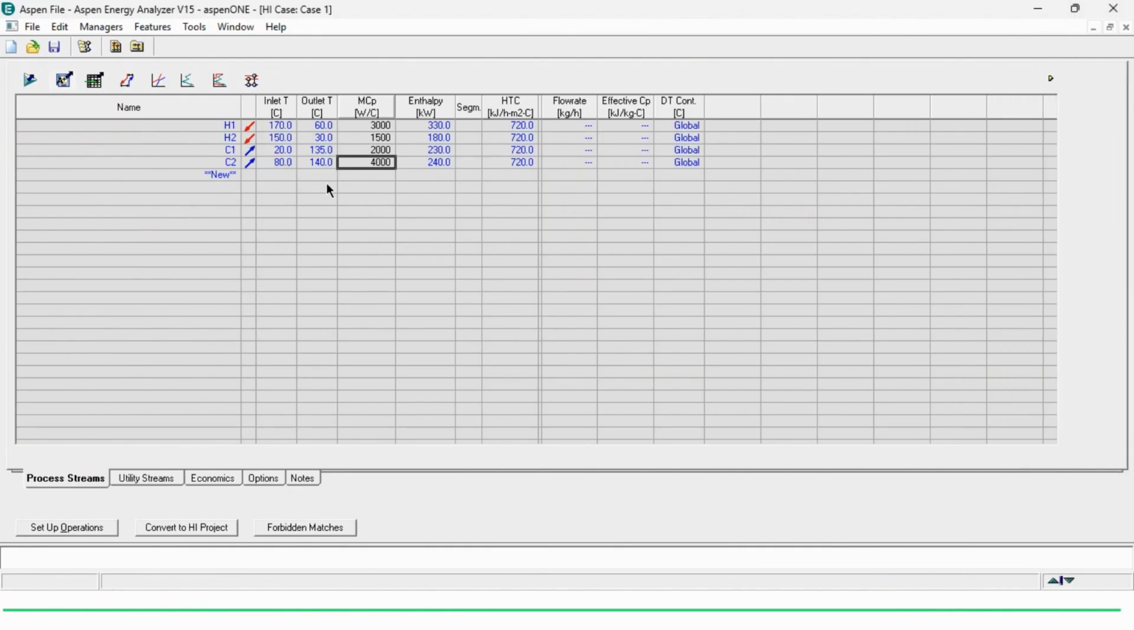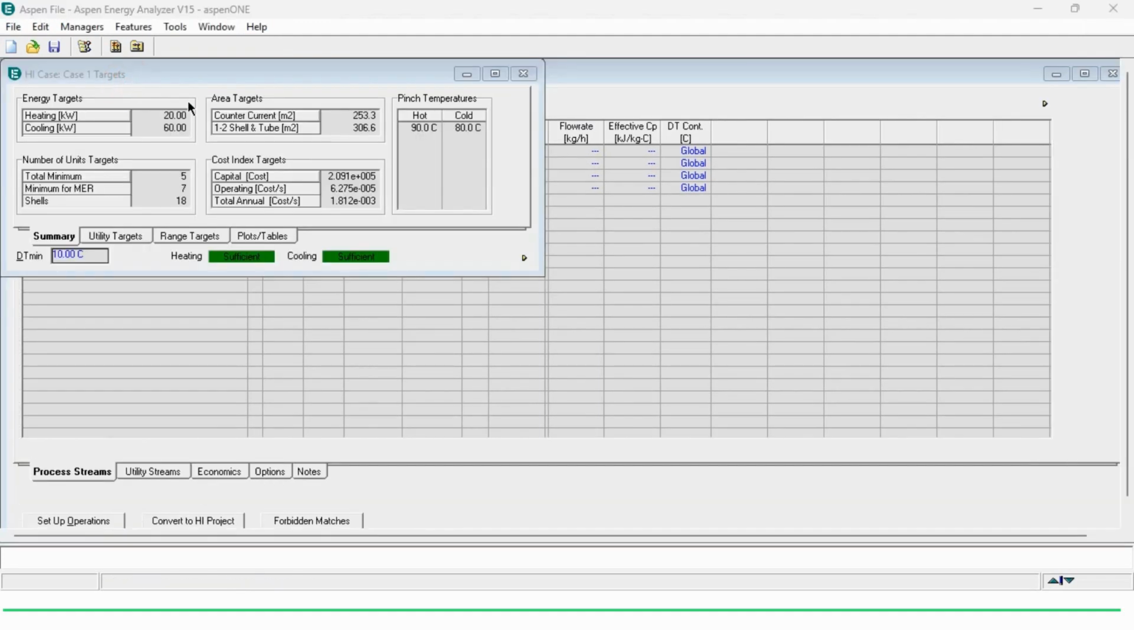This is the same example which we have performed earlier. So I have put the data over here that H1 is from 170 to 60 degrees centigrade. The total heat load is 330 kilowatt. H2 150 to 30 degrees centigrade. Total heat load is 180 kilowatt. C1 20 to 135 degrees centigrade. Total heat load is 230 kilowatt. And C2 is 80 to 140 degrees centigrade. Total heat load is 240 kilowatt.